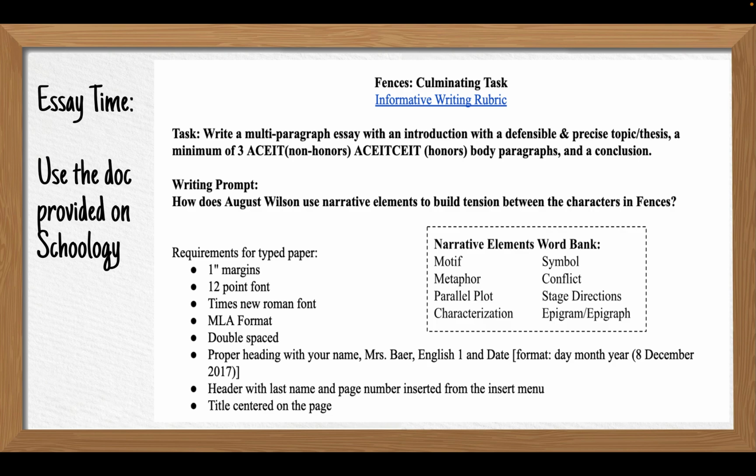So remember, you're writing a multi-paragraph essay with an introduction that has a defensible and precise topic/thesis, a minimum of 3 ACIT for non-honors and ACIT-CIT for honors body paragraphs, and a conclusion. Now don't stress about the ACIT and ACIT-CIT. You'll get a lesson on those next class period, and I'll also be putting some resources for those in the folder. The writing prompt, as you'll recall, is: how does August Wilson use narrative elements to build tension between the characters in Fences? And here is a word bank for your use if you need it.